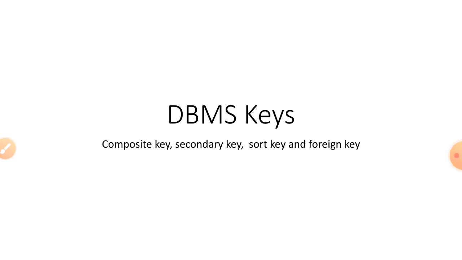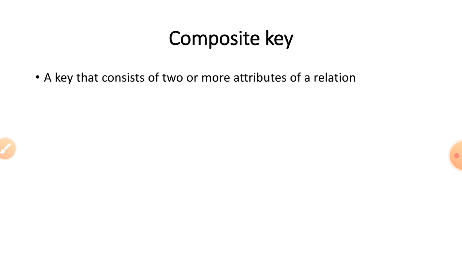So students, we are doing the DBMS keys and today we are going to discuss some important keys like composite, secondary, sort and foreign key. So let's start. The first one is composite key.